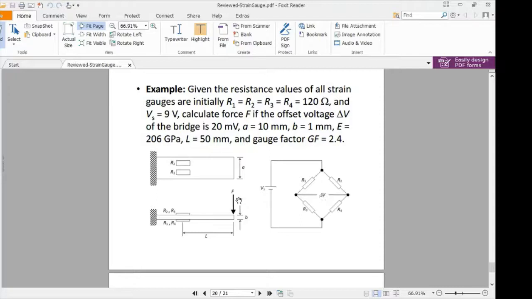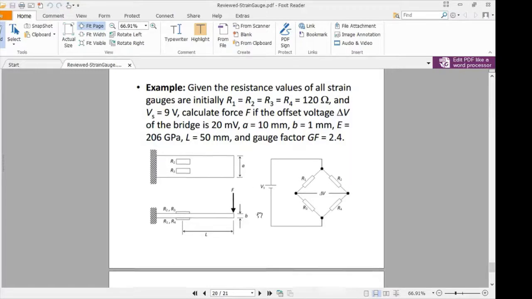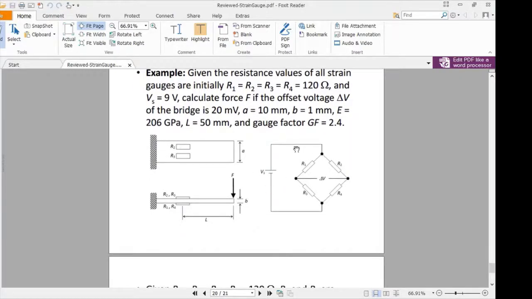And we know that the beam has a structure where the width is equal to 10 mm and the thickness is 1 mm. The Young's modulus is equal to 206 gigapascal, the distance of the gauge from the force is equal to 50 mm, and the gauge factor is known to be 2.4, and the circuit for the Wheatstone bridge is given as this. Right, so in this case, you can see that R2 and R3 experience tension, whereas R1 and R4 experience compression.